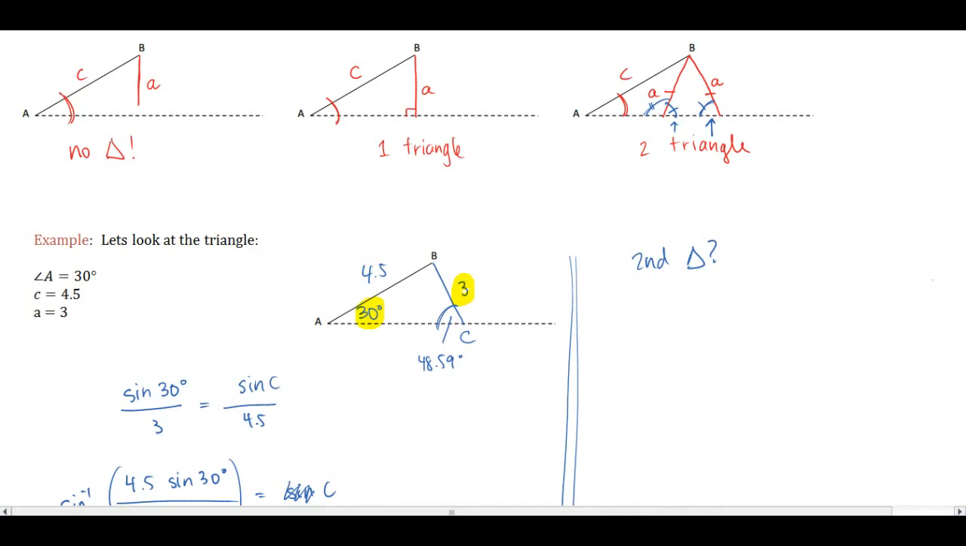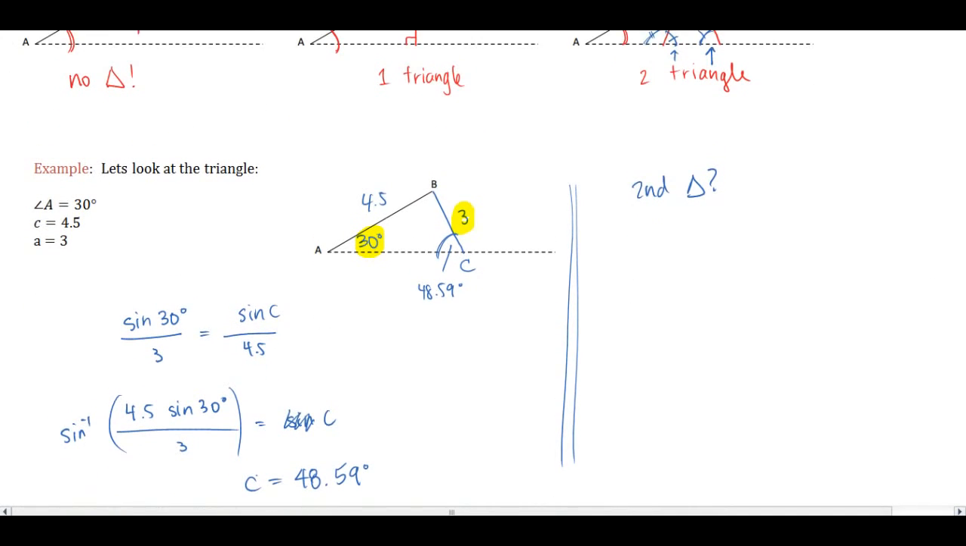The way I could find that second angle is whatever you found the first angle to be, 48.59, really quick, find its supplement. So in the second triangle, if it exists, its angle C would be 180 minus 48.59 degrees. Or what is that? 131.41 degrees, right? So now I have a second triangle, and the same thing is going to happen that I would have done on the first one.